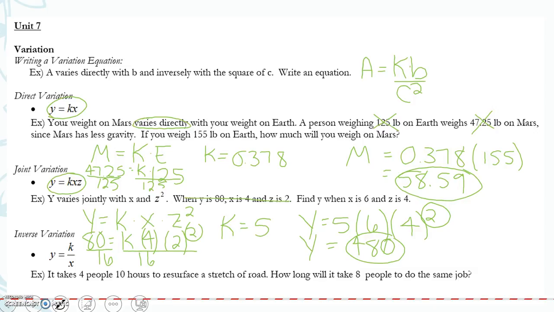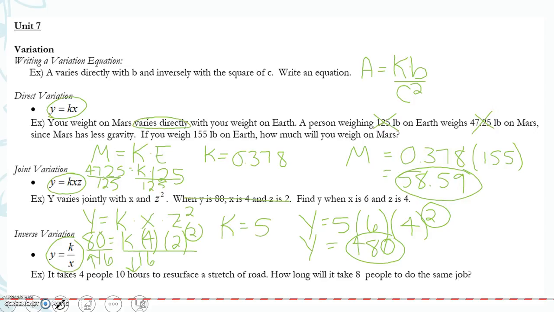Last one is inverse variation. This is the only one that's division, so y equals k divided by x. So it takes 4 people 10 hours to resurface a stretch of road. So this doesn't tell you what type of variation it is, so you have to figure out if it's direct or inverse. Obviously it's under the inverse variation, so it is inverse, but the reason it's inverse is because the more people you have working on resurfacing a stretch of the road, the less time it's going to take to resurface. So they're going in opposite directions, and that makes it inverse. If it was more people and more time, then that would be direct.